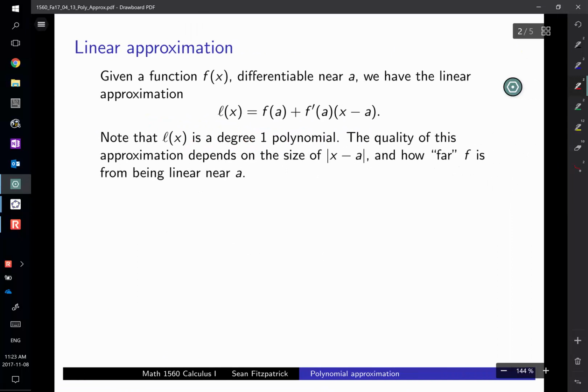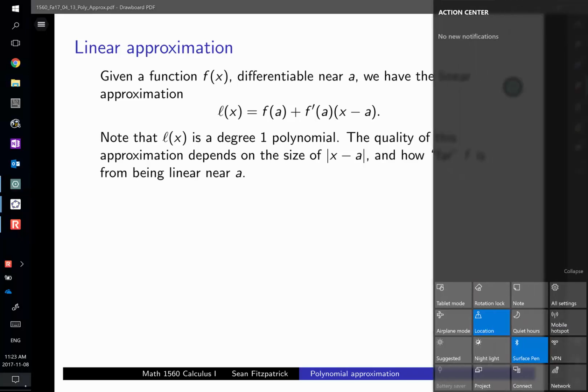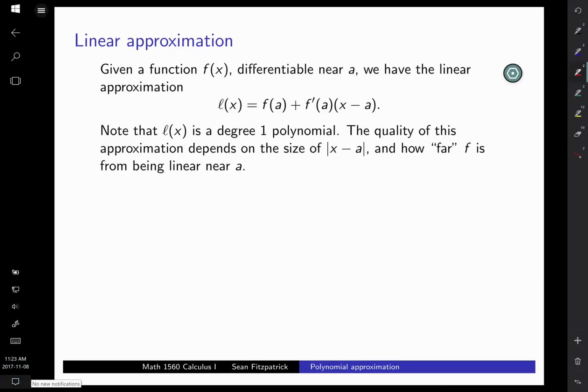Okay, so we know what the linear approximation looks like. The linear approximation for our function is essentially given by the tangent line. It's the tangent line approximation. So remember that if we take y and set it equal to L of x, that gives us the equation of the tangent line to the graph of f at the point x equals a. So this gives us the tangent line, and it gives us an approximation to the value of our function.